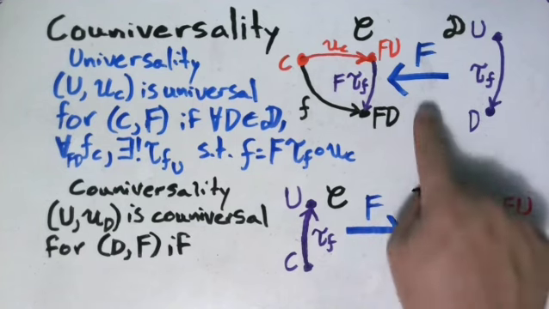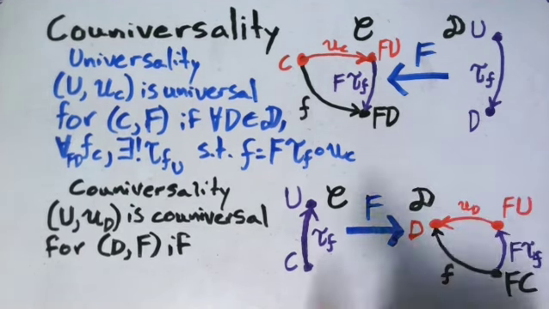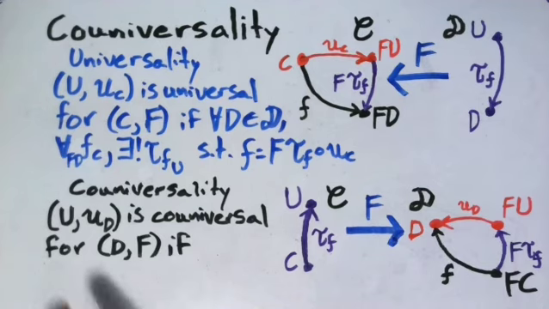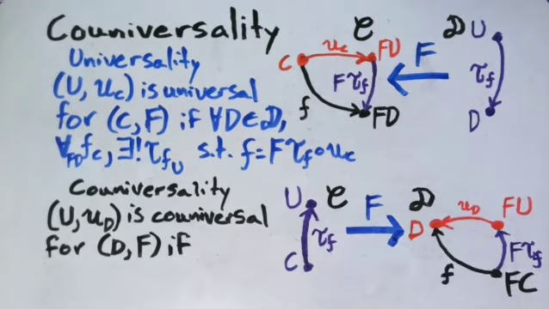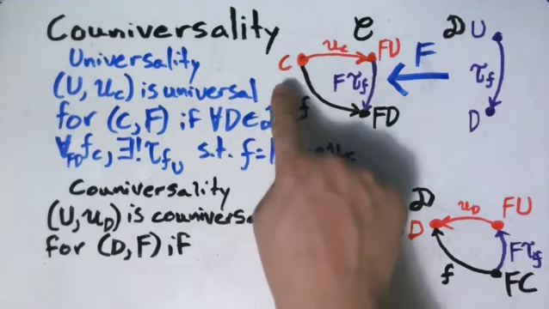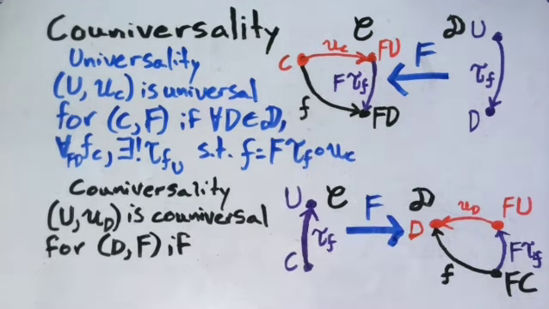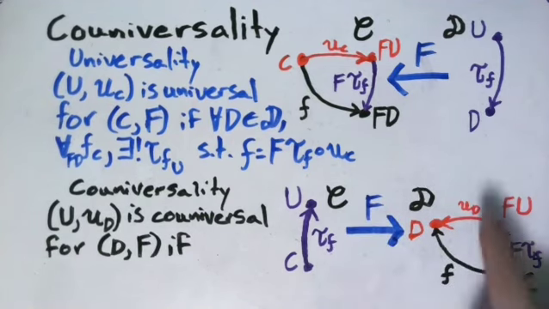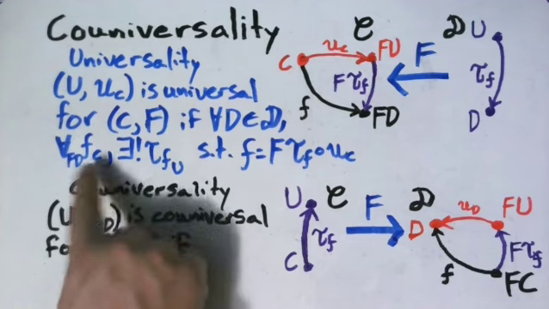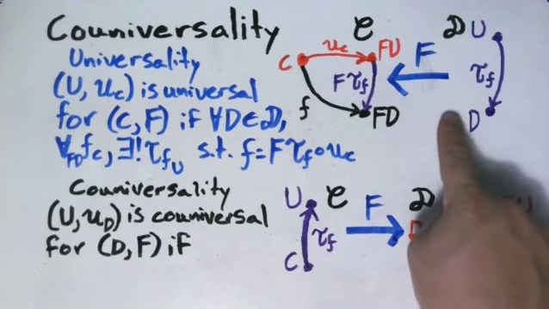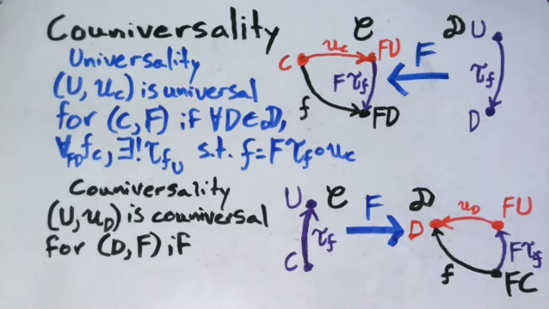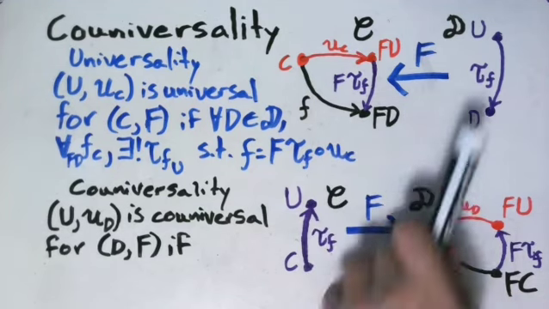So when we have a functor F going from a category D into a category C, we say that the pair (U, u_C), where U is an object in D and u_C is a morphism in the category C going from some arbitrary object C into F(U), is universal for that object C and the functor F if for any D in D, any arbitrary object in D, and any morphism f going from C into F(D), there exists a unique morphism, tau of f, going from U into D in the category D.